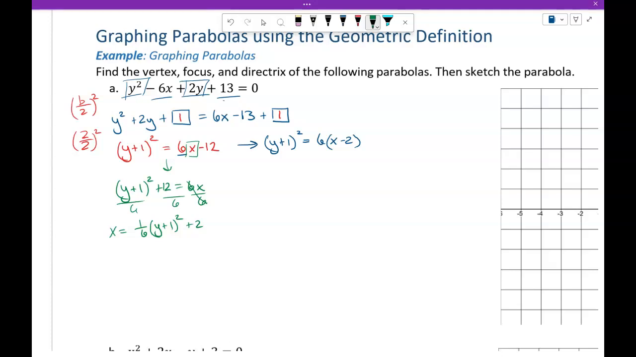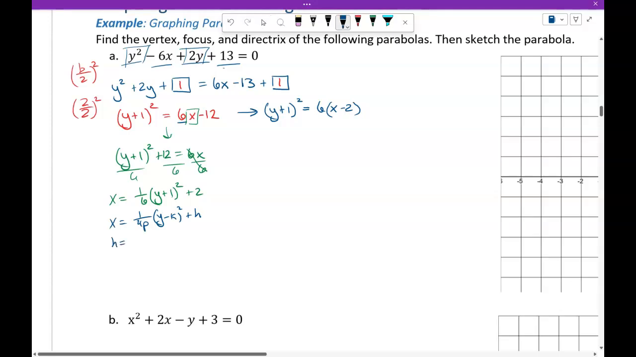And so now we have our equation. We can identify our vertex. When we compare it to our formula, 1 over 4p, y minus k squared plus h, our h is equal to 2, k is equal to negative 1, and then we can deal with p in a moment, but our vertex is going to be at 2, negative 1.